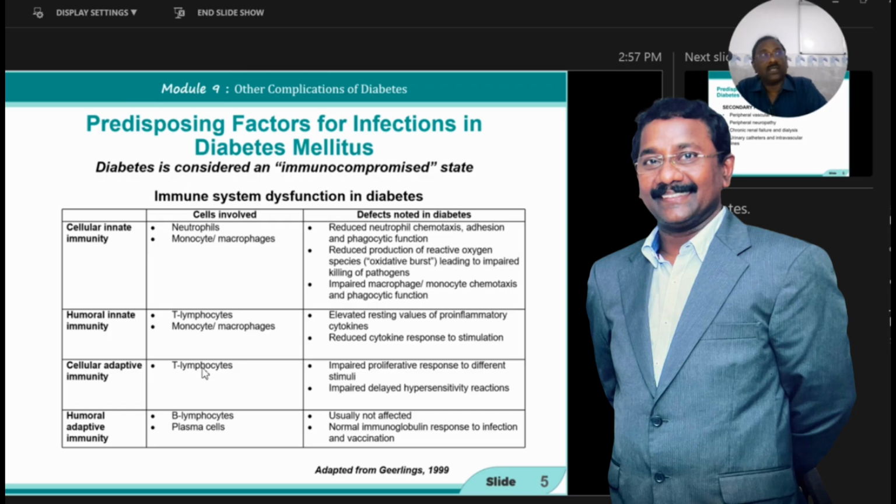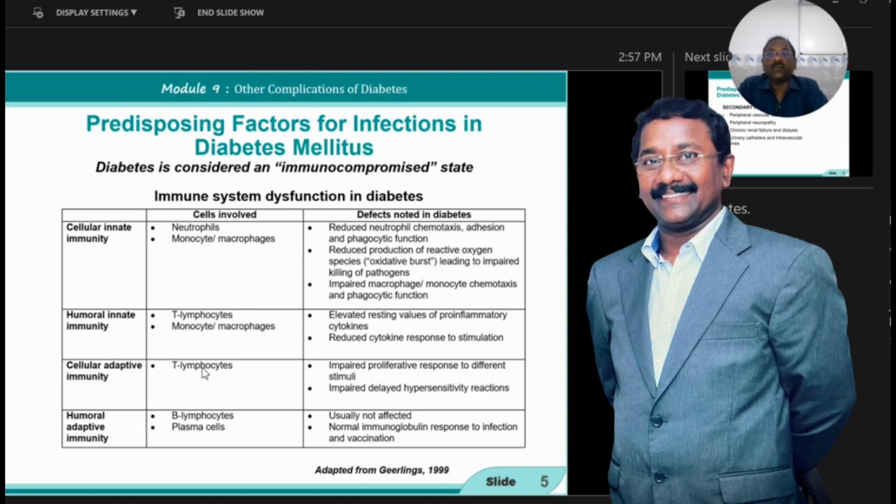So your total count need not always be 20,000 or 30,000 to consider it as sepsis. Even a total count of 1500 or 500 or 1000 or 2000 may be called sepsis. There will be reduced production of reactive oxygen species. So there will be oxidative stress, leading to impaired killing of pathogens. Macrophage and monocyte chemotaxis and phagocytic function are also impaired. So all will lead to more and more infections because of less and less chemotaxis.